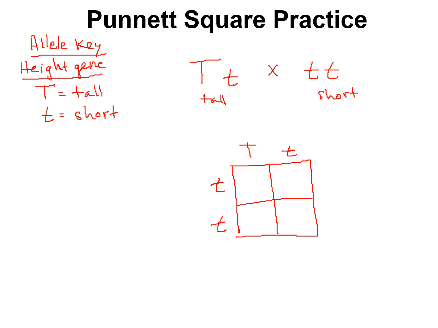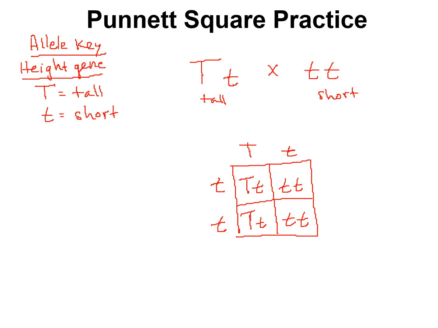Okay, and then we can do our Punnett square and just fill out big T and little t go together, and then these two little t's go together, and then this big T and this little t go together, and then these two little t's go together.